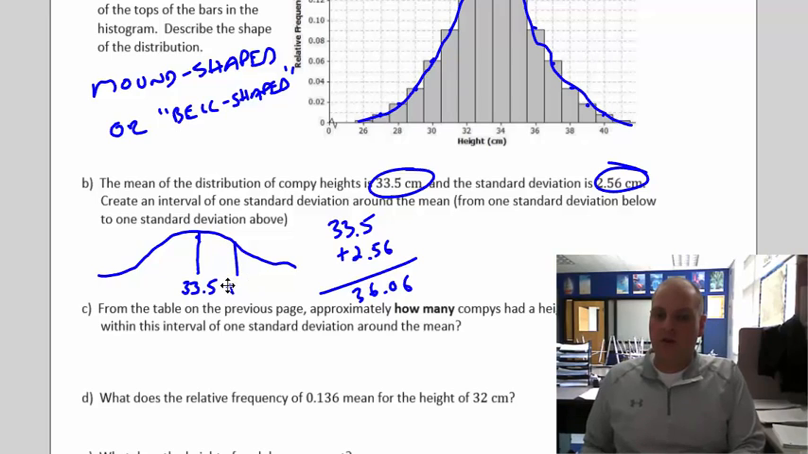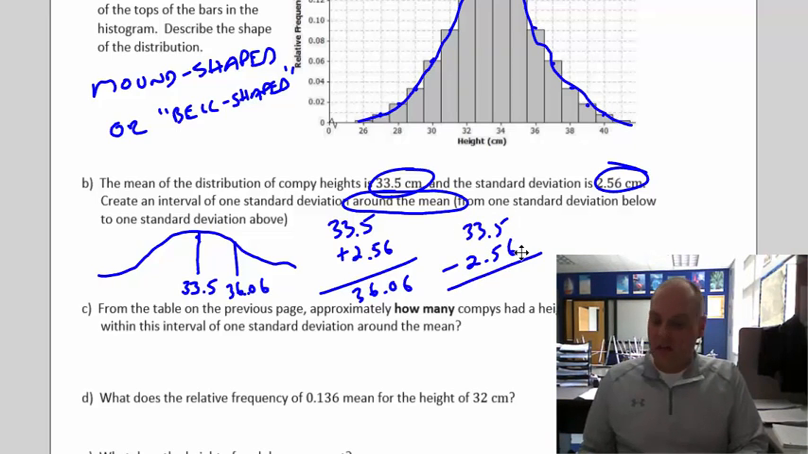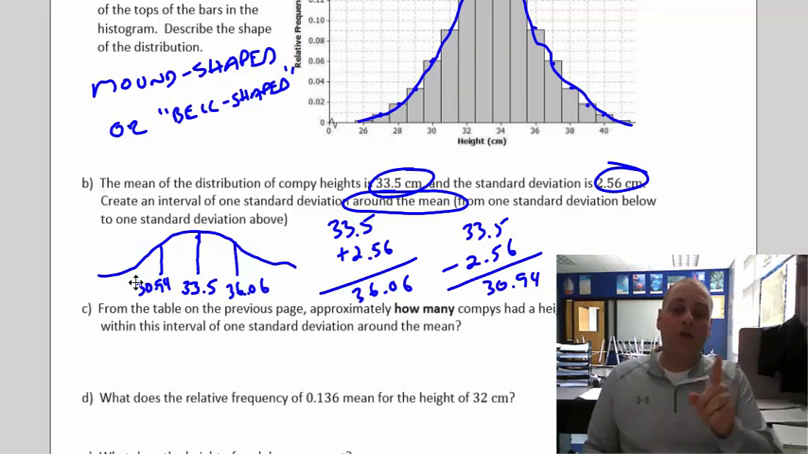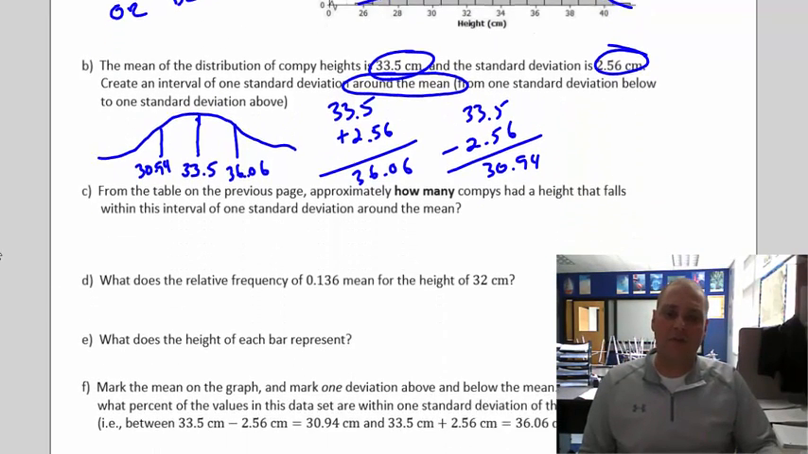I'm going to draw that just above the mean somewhere, 36.06. And then I've got to go 1 below the mean because it says around the mean. Around, that's 1 on each side, okay? So 33.5 minus 2.56 comes out to be 30.94. So 30.94 represents 1 standard deviation below the mean, and 36.06 is 1 deviation above the mean. We've got to understand that. Start to understand what these numbers mean, okay? If you don't understand what they mean, you're going to be lost.